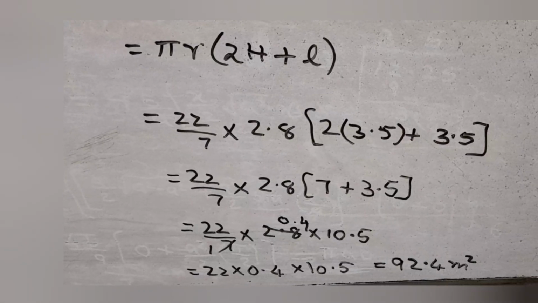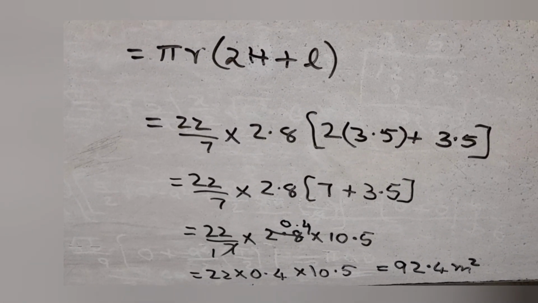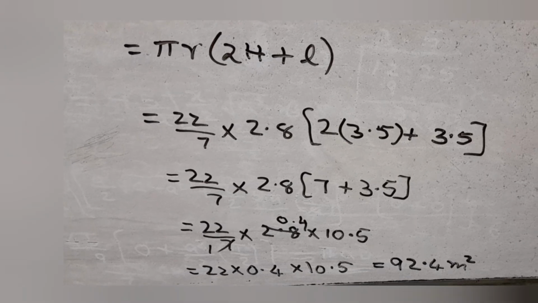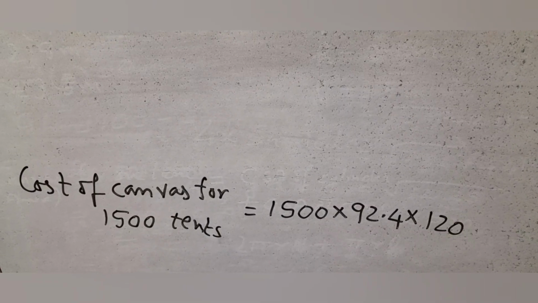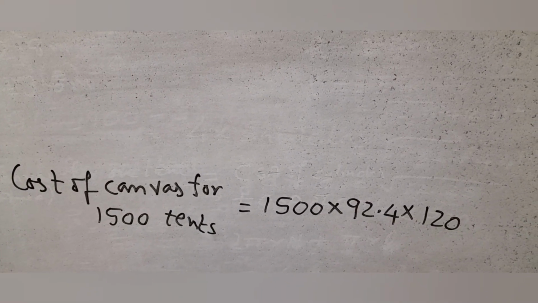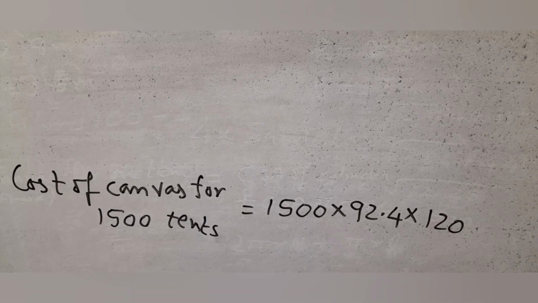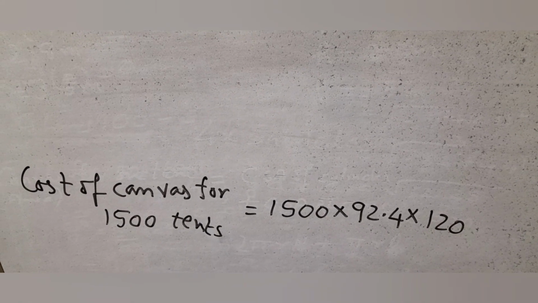Area of canvas required for one tent is 92.4 meters square. Cost of 1 meter square of canvas is 120 rupees. So to find the cost for 1500 tents, we multiply 1500 into 92.4 into 120.